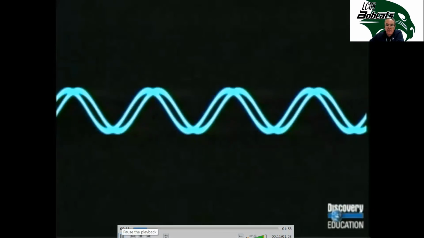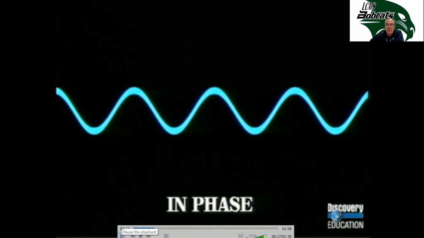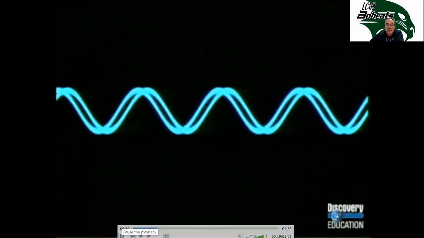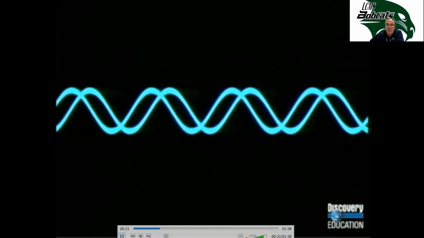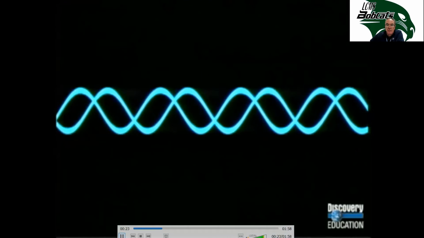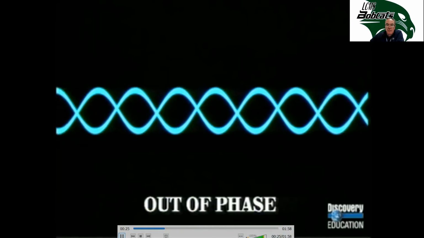Another phenomenon occurring in waves is interference. You can see how some of these waves are canceling out here in the center, and some of them are adding together to make bigger waves. If the crests of two waves of the same frequency pass a given point at the same time, the waves are said to be in phase. Where the crest of one wave of the same frequency reaches the same point as the trough of another wave, the waves are said to be out of phase.